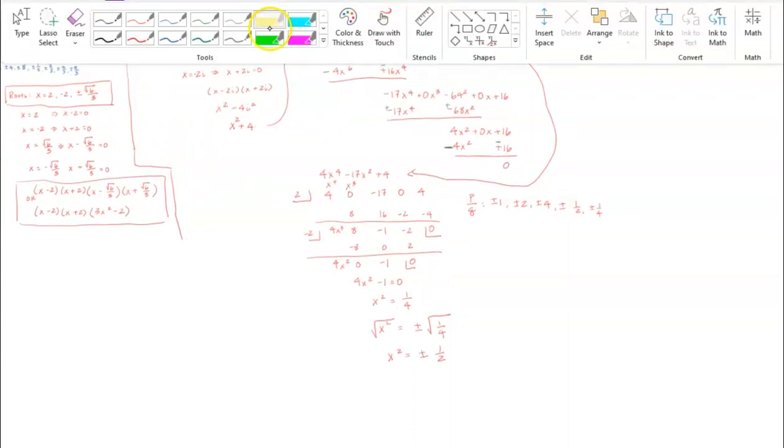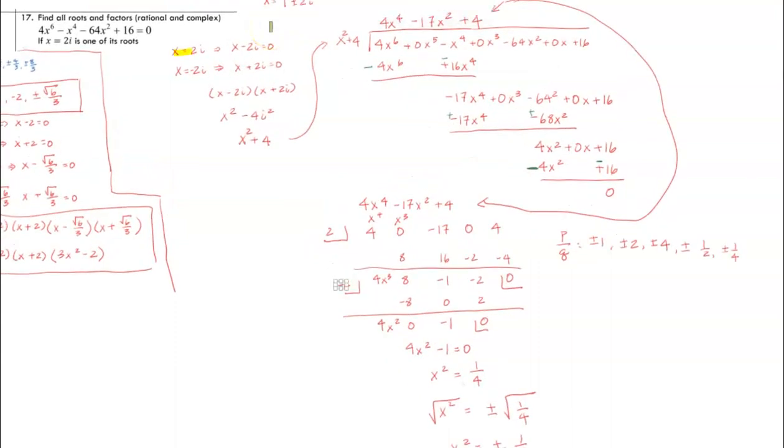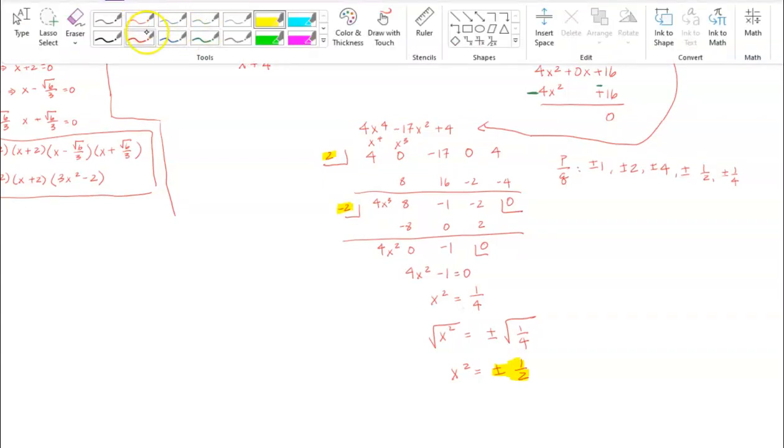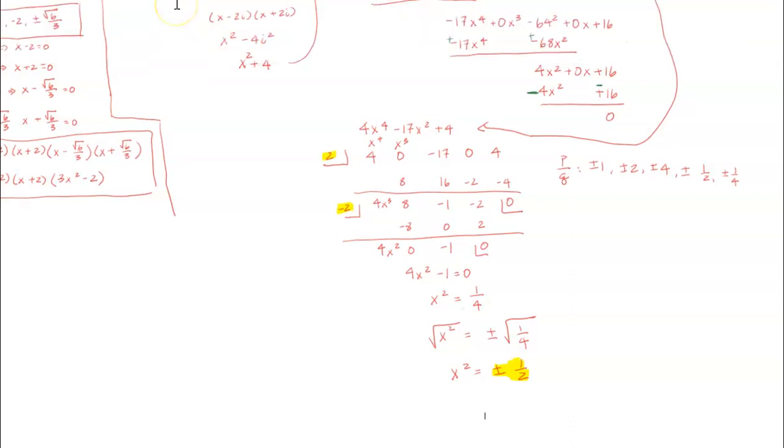Wow, they're all spread out all over the place. Okay, at first they told us that that was one of the roots. We determined that the conjugate has to be another root. And then we found that quotient, and then we did the synthetic division. There you go. And then finally, these two. And so the entire roots of this are going to be x equals plus or minus 2i, and plus or minus 1/2, and plus or minus 2.